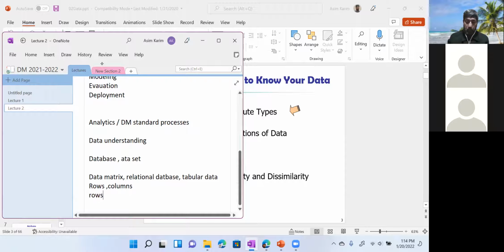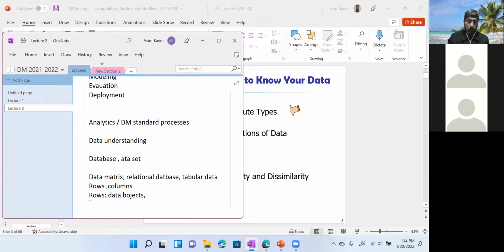Rows basically represent data objects. So each row has information on a specific data object or entity. So for example, if you're talking about customers, each row would have information for a particular customer, one entity in the real world. If you're talking about one row representing one web page, it will have information regarding that one web page.